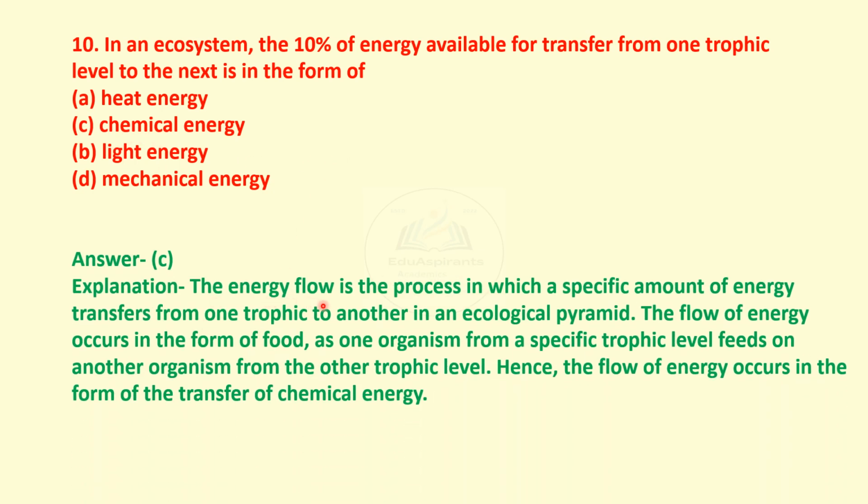The energy flow is the process in which a specific amount of energy transfers from one trophic level to another in an ecological pyramid. The flow of energy occurs in the form of food, as one organism from a specific trophic level feeds on another organism from the other trophic level. Hence, the flow of energy occurs in the form of the transfer of chemical energy.